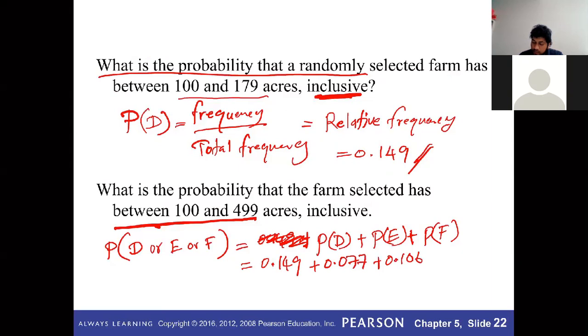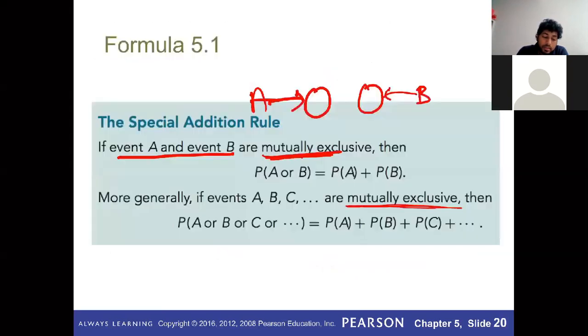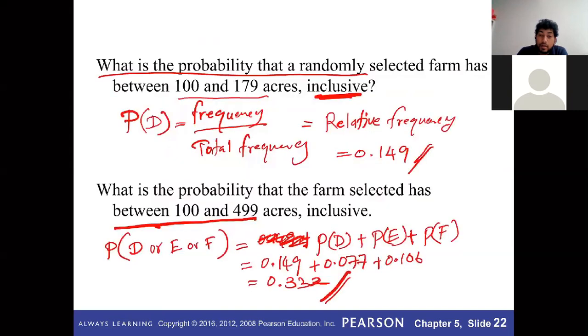Once you add these values together, 0.149 plus 0.077 plus 0.106, this is going to be 0.332. Please calculate these values, I may be wrong sometimes. So this is your probability. What we use here is the addition rule. We call this the general addition rule, or we simply call this the addition rule. We use our addition rule to calculate these probabilities.